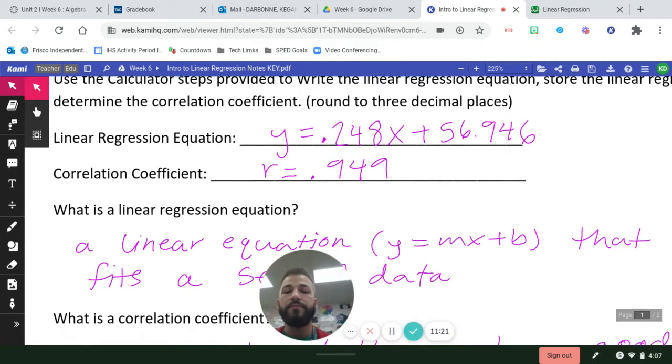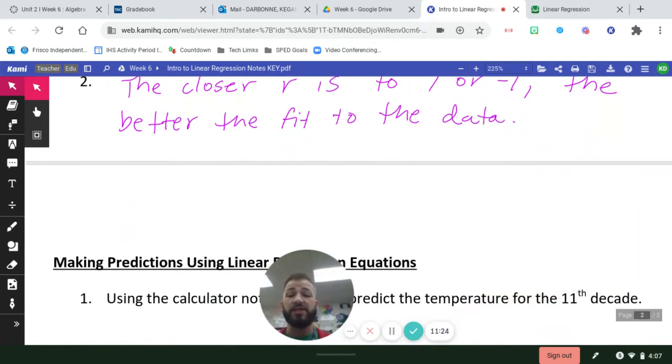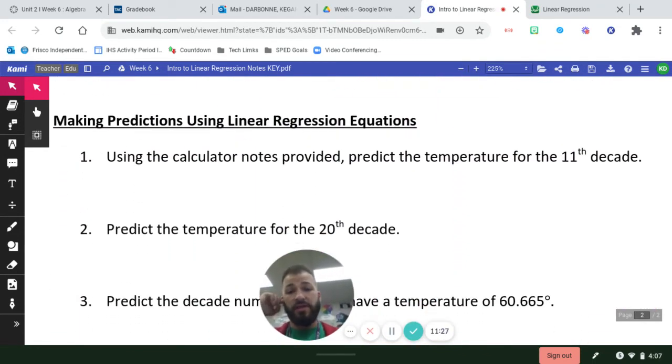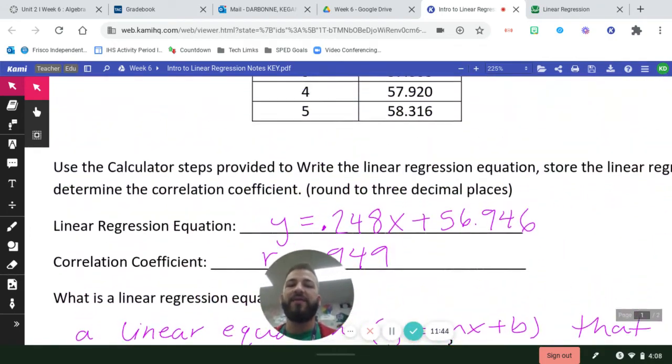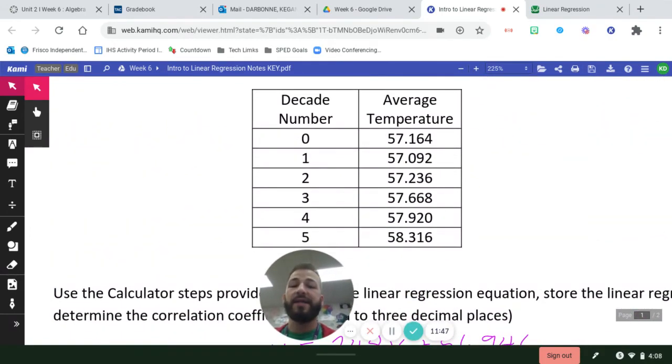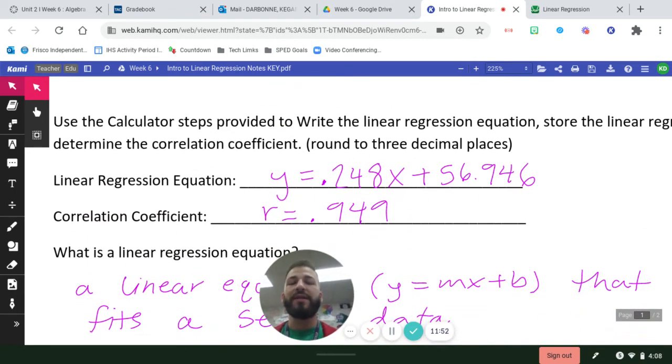Okay, now let's use this equation to make some predictions, to actually use our equation for something. Using our calculator, we're going to predict the temperature for the 11th decade. Real quick before I get this, is the 11th decade an X value or a Y value? I want you to ponder on it. Okay, so now let's go back. The 11th decade is over in our decade number column, our X column, so it's an X value. We're going to plug 11 in for X, and that should calculate the temperature, the degrees, in the 11th decade.